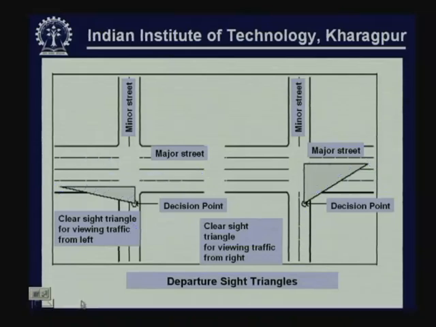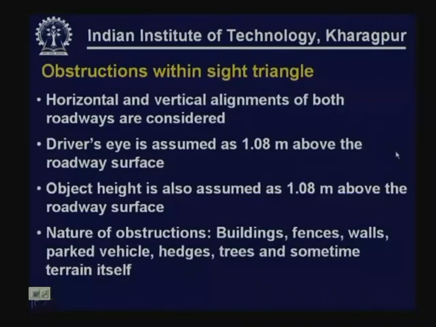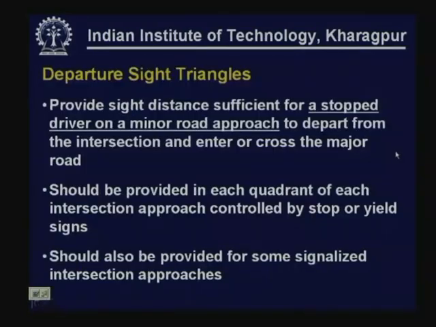Now, departure side triangle. Departure side triangle provides side distances sufficient for a stopped driver on a minor road approach to depart from the intersection and enter or cross the major road. The basic difference between approach side triangle and departure side triangle is, in departure side triangle we are considering a stopped vehicle. That means a vehicle is stopped and then it wants to either take a left turn or right turn or maybe it wants to cross that major road.